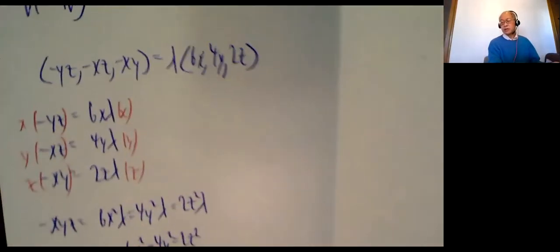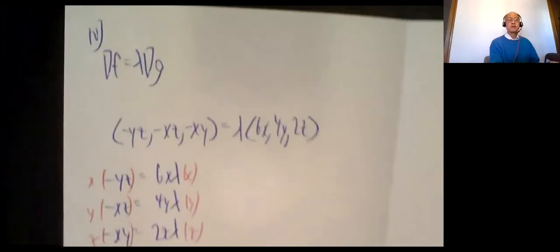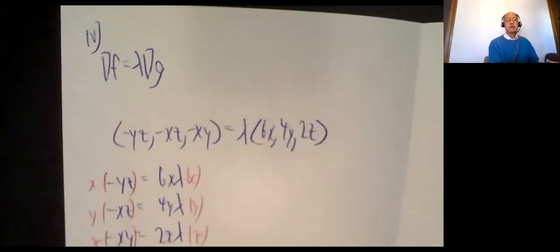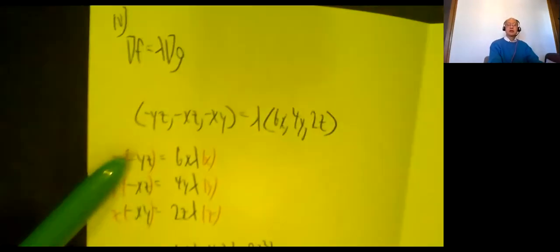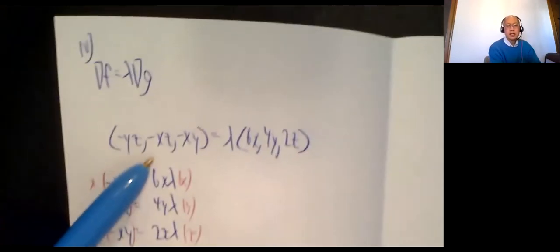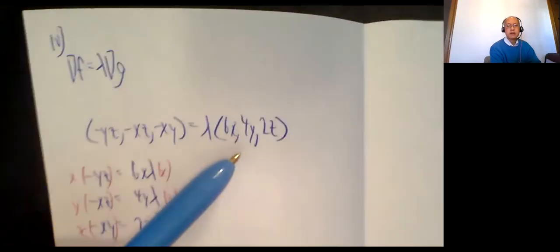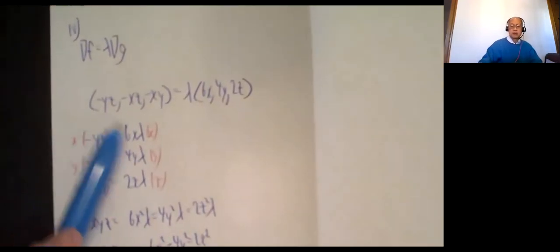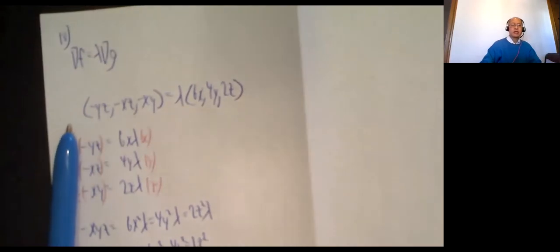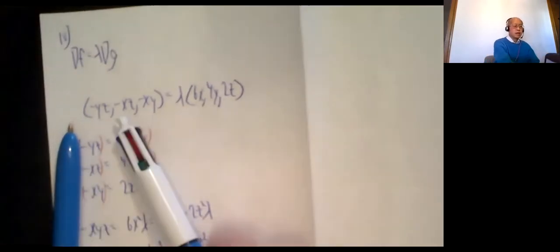Okay, and finally, the last one, number 10. Find the maximum and minimum subject to the constraints. So del F equals lambda del G. Negative YZ, negative XZ, negative XY equals lambda times 6x, 4y, 2z. So that means negative YZ equals 6x lambda, negative XZ equals 4y lambda, negative XY equals 2z lambda.